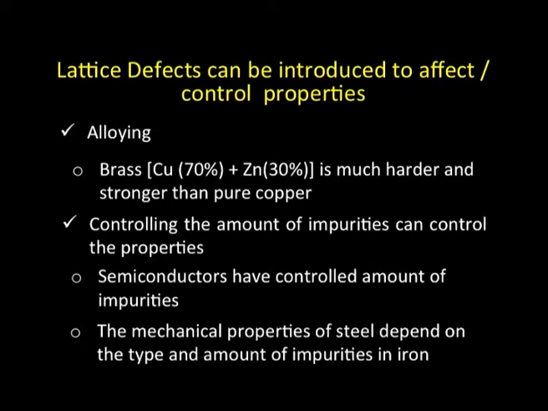Further, we also know that the mechanical properties of steel depend on the type and amount of impurities in the iron, because we take iron and put different kinds of impurities, and we get a variety of steels. Okay. So, the basic point which I want to bring home here is that the impurities or the defects could be intrinsic, that is by nature itself, or they can be introduced from outside to augment or to control or to affect the properties of the solid state materials.